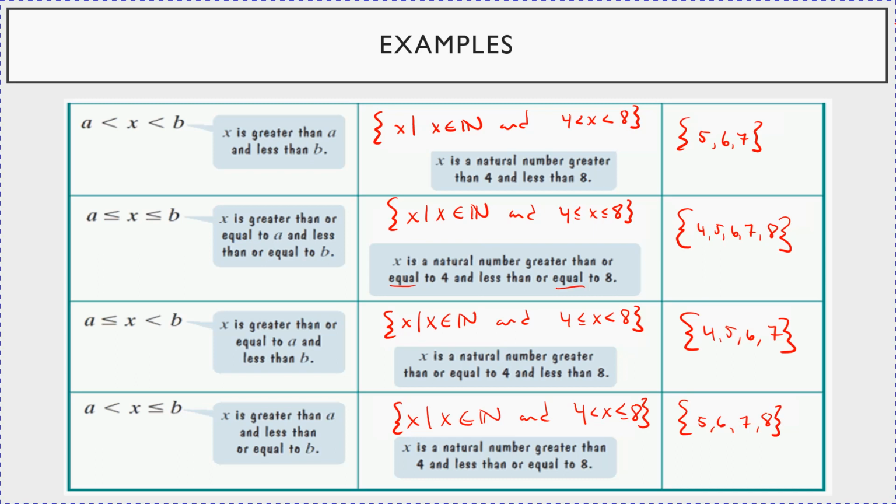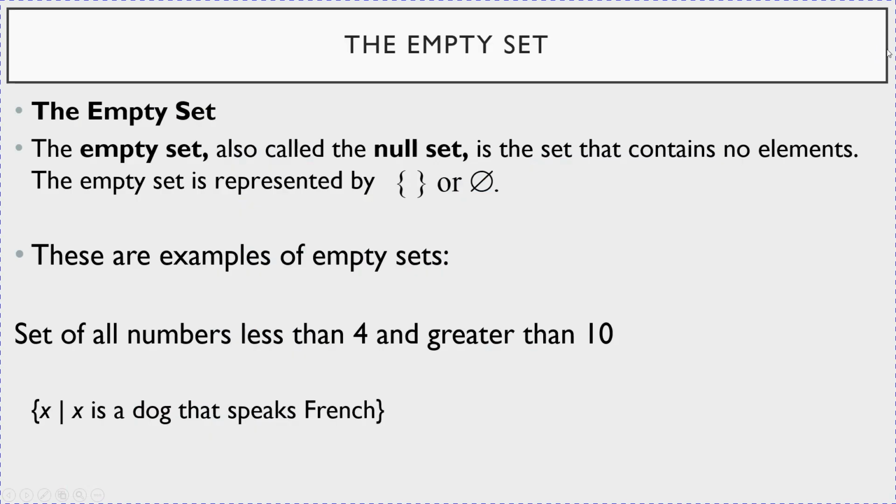All right, let's end this lecture talking about something called the empty set. The empty set is also referred to as the null set. It is a set that contains no elements. It can be represented by two things. It could be represented by a set of empty curly braces, so it's blank, there are no elements in it. Or by this symbol, which looks like a 0 with a line through it. It's just saying that the set has no elements.